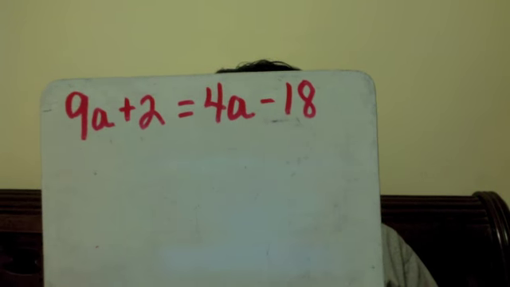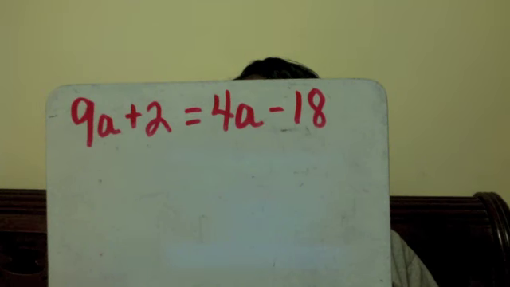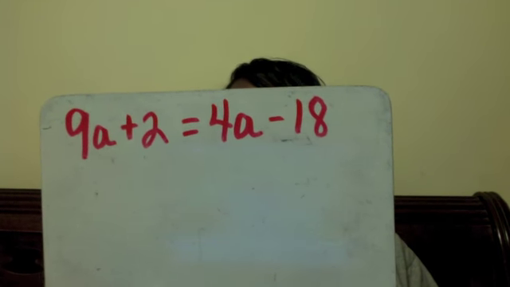Hi guys, this video is about solving equations with variables on both sides. So our first example is 9a plus 2 equals 4a minus 18.